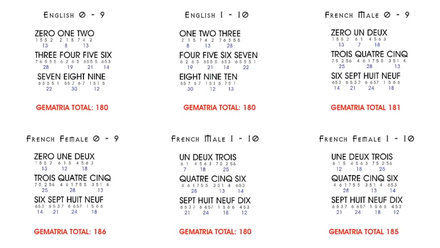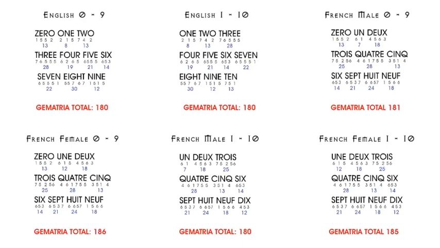Look at the French male 1 through 10 there. 1, 2, 3, 4, 5, 6, 7, 8, 9, 10. I think I was saying that wrong. Anyway, boom, right there, 180. French male 1 through 10. English 0 through 9, 180. French 1 through 10, 180. French male 0 through 9, 181. With rule of Colel equals 180. French male 1 through 10 equals 180.